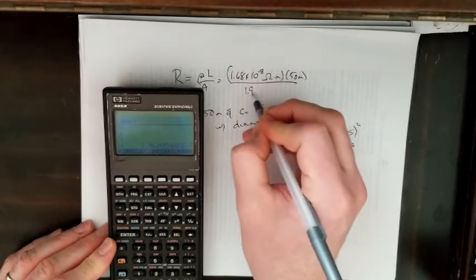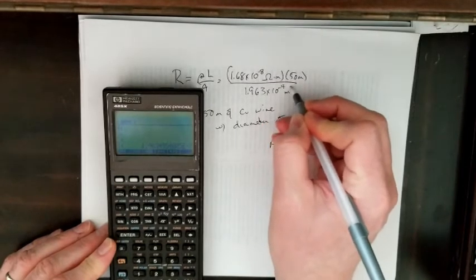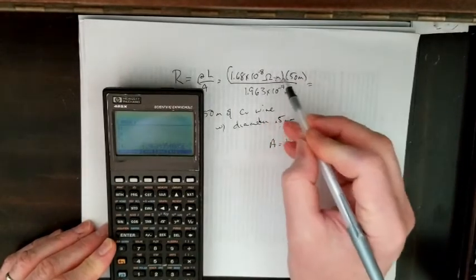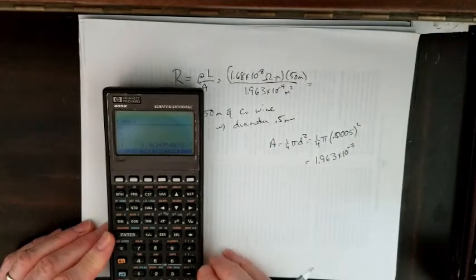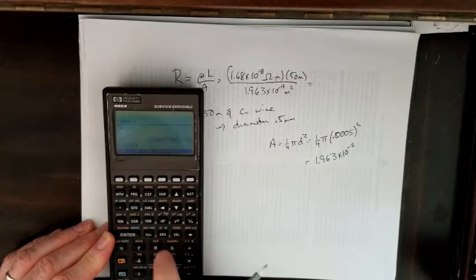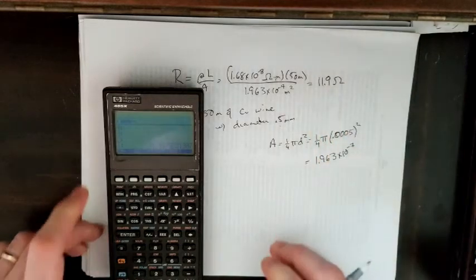So 1.963 times 10 to the negative 7th meters squared. So I end up with meters times meters divided by meters squared. Those will cancel out, and in the end, I'm left with ohms. So 50 times 1.68 times 10 to the negative 8, divided by that area, and I have an 11.9 ohm resistor.